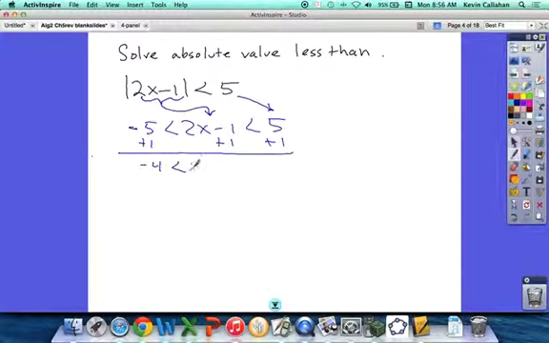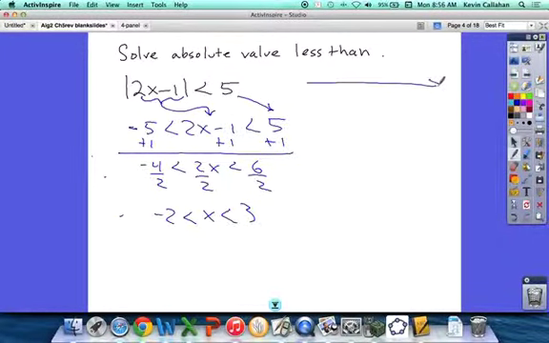Negative 4 is less than 2x is less than 6. Divide by 2. So negative 2 is less than x is less than 3. Okay, now that you graph, negative 2 will be on the left and 3 is on the right.